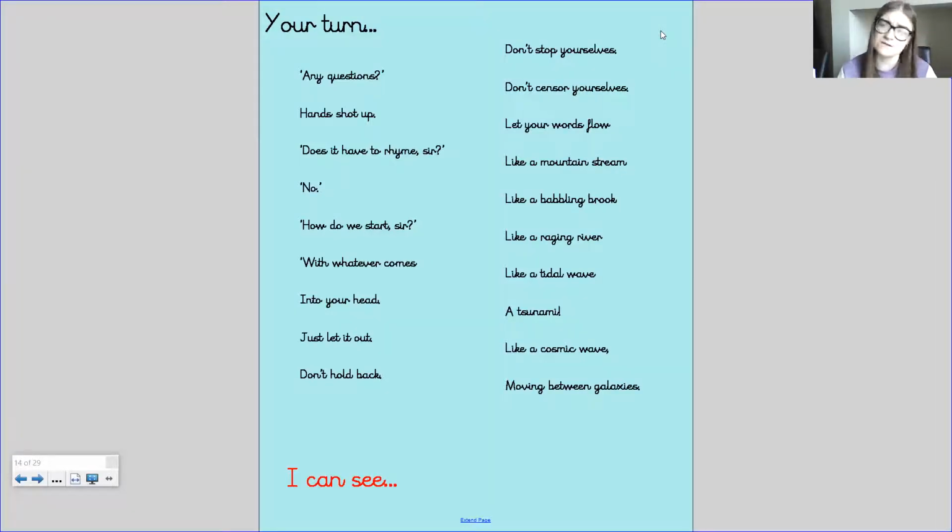Any questions? Hand shot up. Does it have to rhyme, sir? No. How do we start, sir? With whatever comes into your head. Just let it out. Don't hold back. Don't stop yourselves. Don't censor yourselves. Let your words flow like a mountain stream, like a babbling brook, like a raging river, like a tidal wave, a tsunami, like a cosmic wave moving between galaxies.